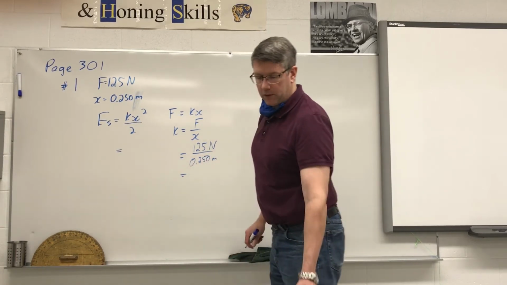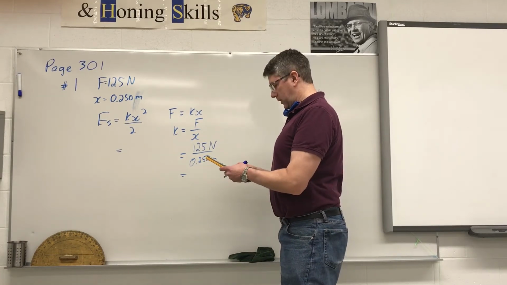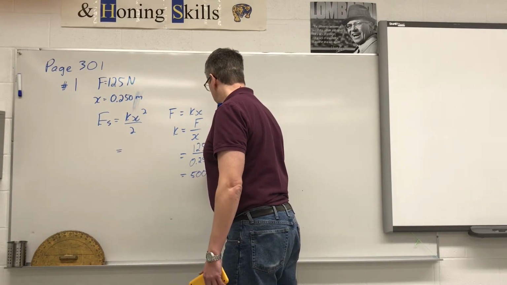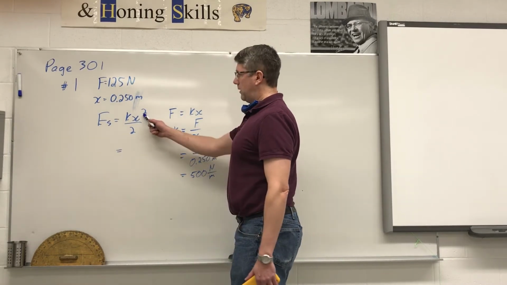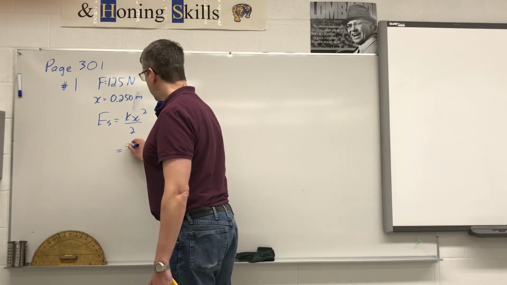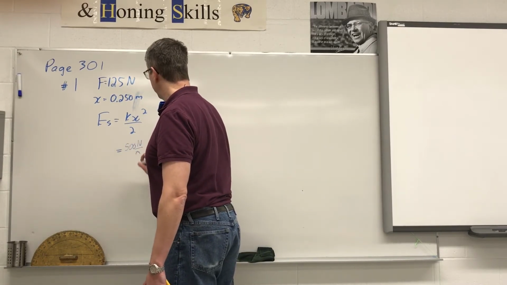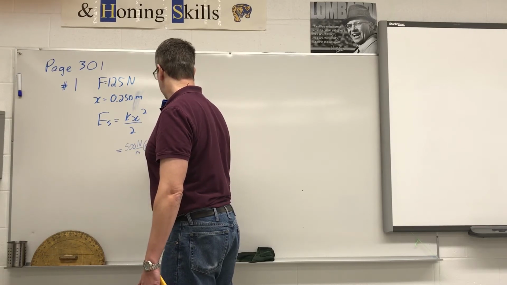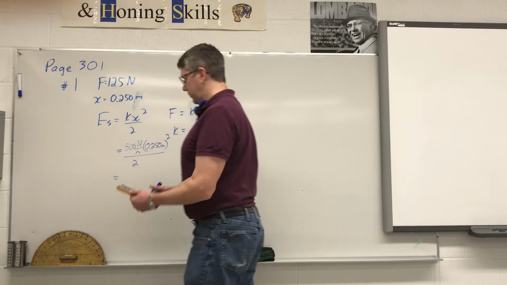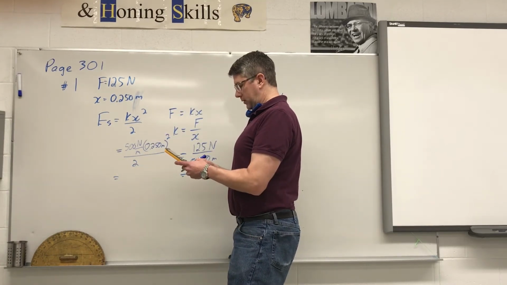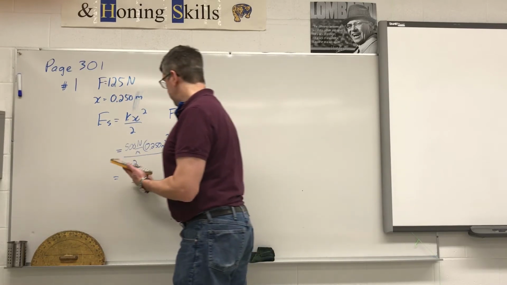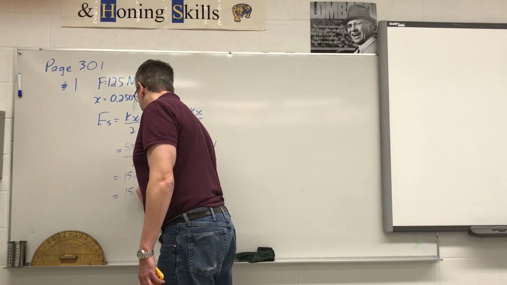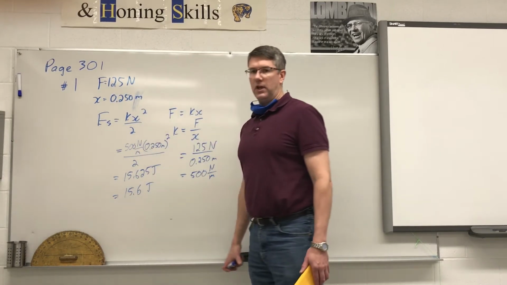meters. So I'm grabbing our calculator. We have 125 divided by 0.25 gives us 500 newtons per meter. So now we can go back up to our spring equation, put in our 500 newtons per meter. Our stretch is 0.250 meters, which we need to square, divide by 2. So 500 times 0.25 squared divided by 2 gives us 15.625 joules. So our energy is 15.6 joules stored in the spring.